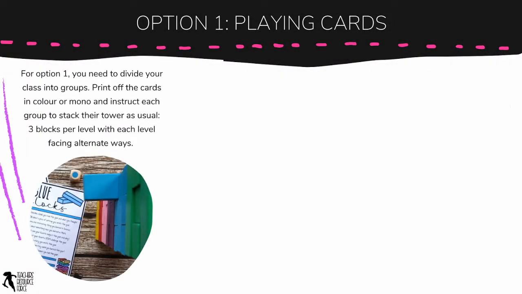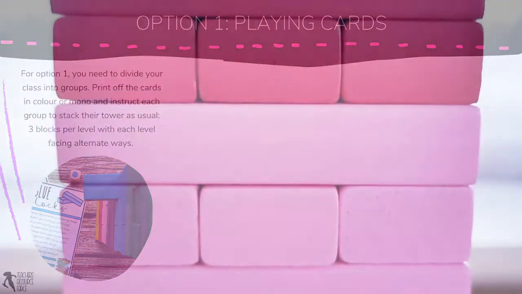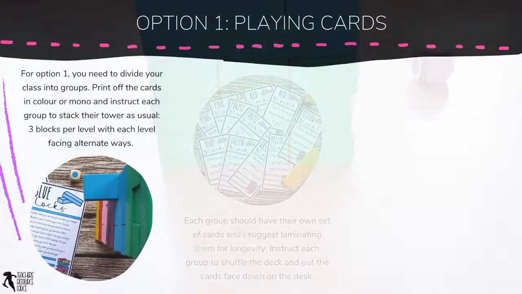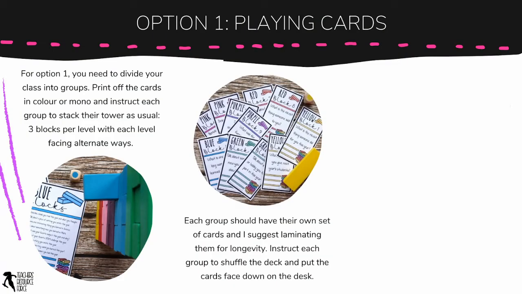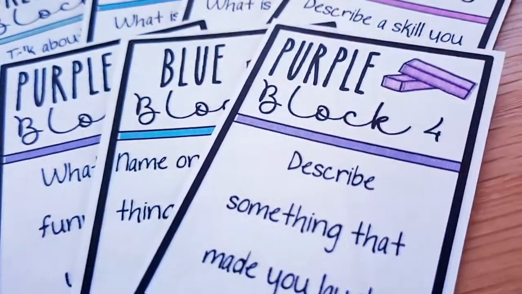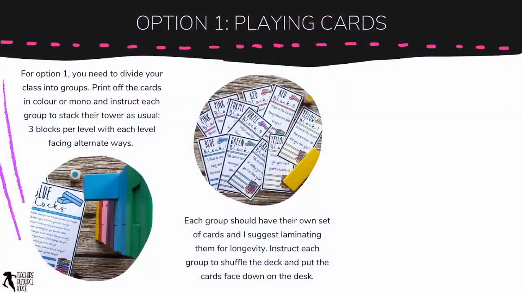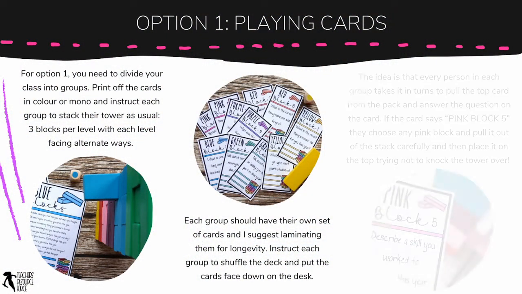So option 1, you can use them as playing cards. So you will need to divide your class into groups. You print off the cards in colour or mono, whichever you prefer, and instruct each group to stack their tower as usual. So that's 3 blocks per level, with each facing alternate ways. Each group should have their own set of cards, and I suggest laminating them for longevity. Instruct each group to shuffle the deck and put the cards face down on the desk.